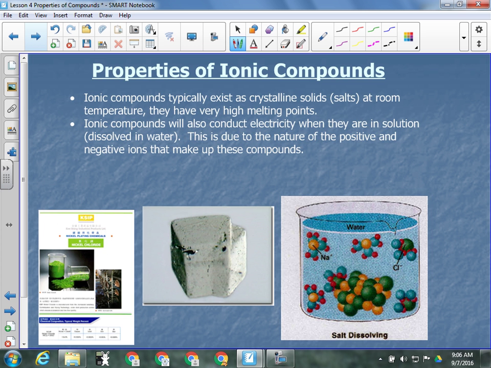All right, so properties of ionic compounds. Ionic compounds typically exist as crystalline solids, otherwise known as salts, at room temperature. They have very high melting points, usually several hundred degrees. So they are crystalline solids. Now, are there some molecular compounds that could be crystalline solids? Yes. Sugar is a molecular compound, and it's a crystalline solid, but it's got some other things that are definitely molecular behaviors that ionic compounds would not show.